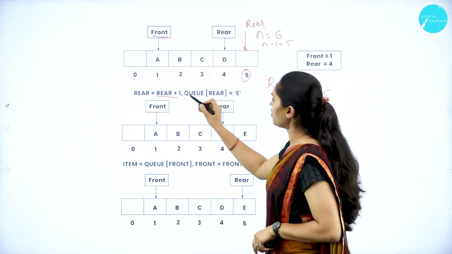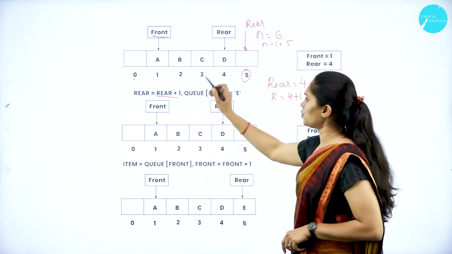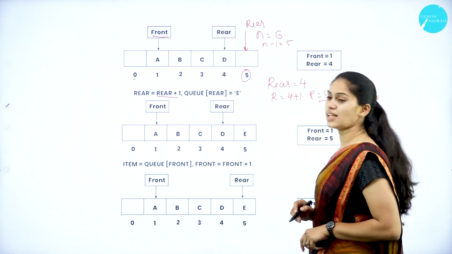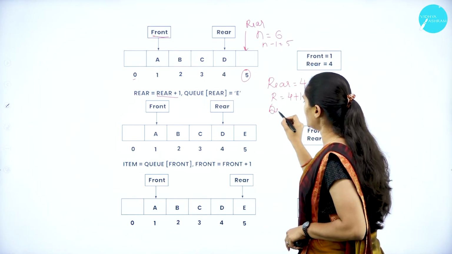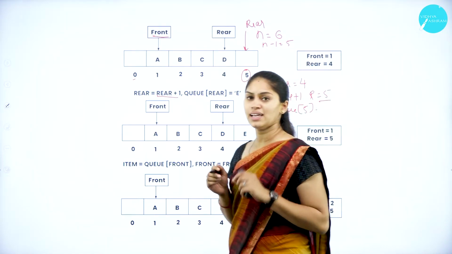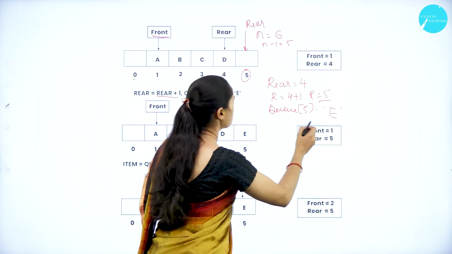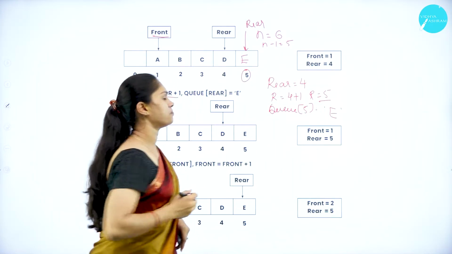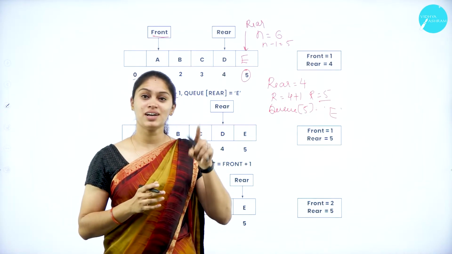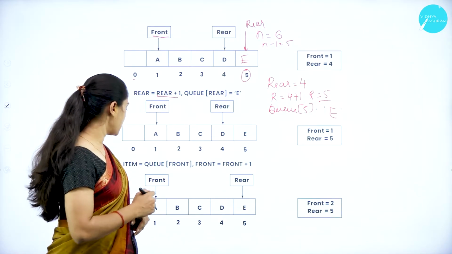After that, what do we have? Q of rear is equal to E. So that means Q is the name of the queue here. Q of rear. What is the rear value right now? That is 5. So what does it mean then? Q of 5 will be assigned E. So E is an element value. Okay. So that is going to be copied here. So this is how we are going to add an element into the queue by making use of the array concept. Okay. So next we'll see another one.